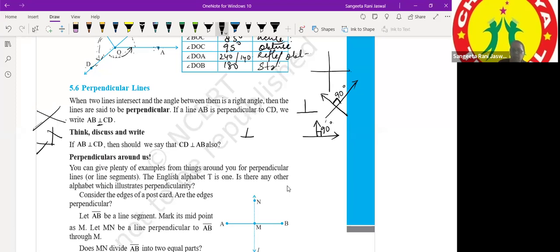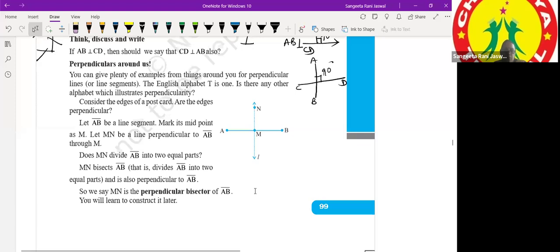If I say that line AB is perpendicular to CD, that means suppose this is the line A to B and this is the line C to D. So these two lines are intersecting at 90 degrees. They are making an angle of 90 degrees. So I say that AB is perpendicular to CD. Or even CD is perpendicular to AB. Right? So both lines are perpendicular to each other.